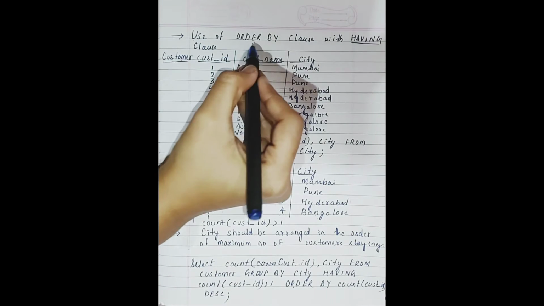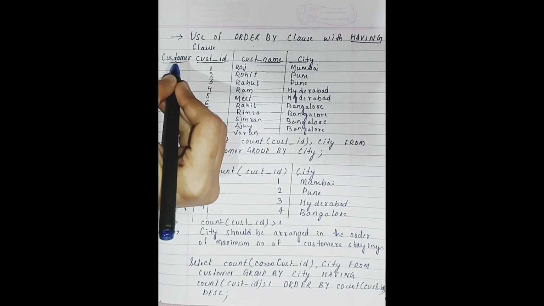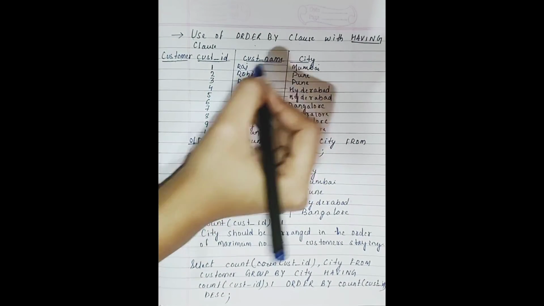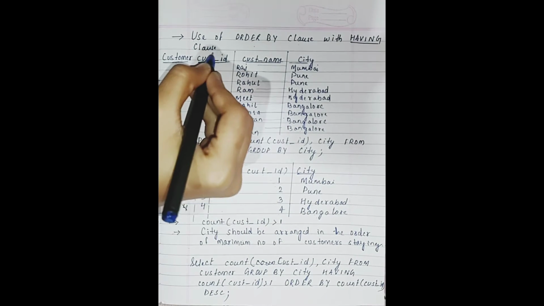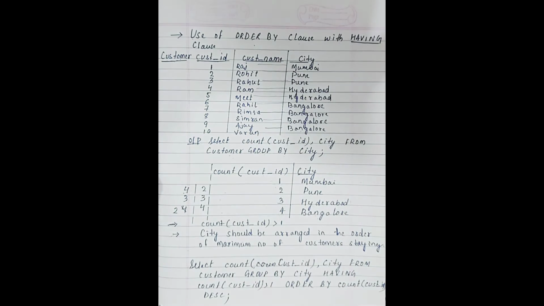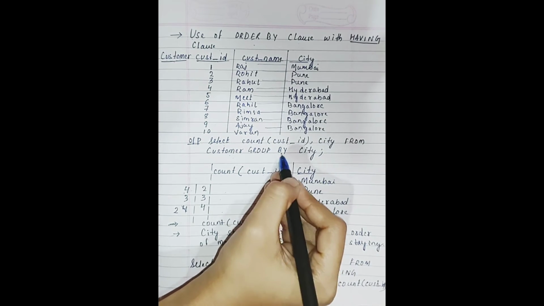Now we will see the use of order by clause with having clause. Suppose there is one table, that is customer table with customer ID column, customer name column and city column, and we want to return the number of customers staying in a particular city. So we will use the group by clause. So the query will be select count cust ID, city from customer group by city.